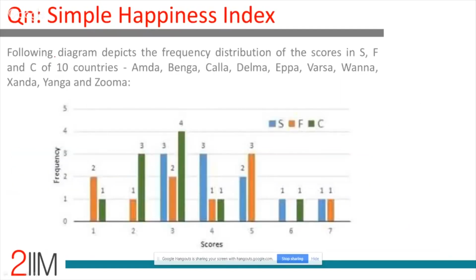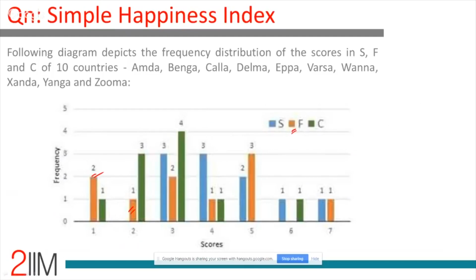The following diagram depicts the frequency distribution of the scores in S, F, and C, which is social support, freedom of life choices, and corruption perception, for 10 countries: A, B, C, D, E, V, W, X, Y, Z. And so the frequency distribution is a very interesting term. What it tells us is 2 countries have got a score of 1 in freedom of choice.